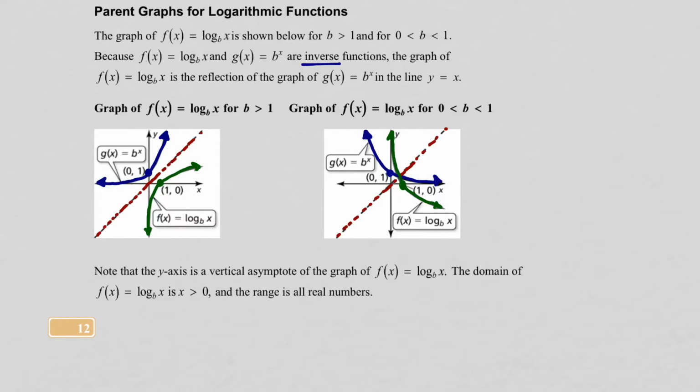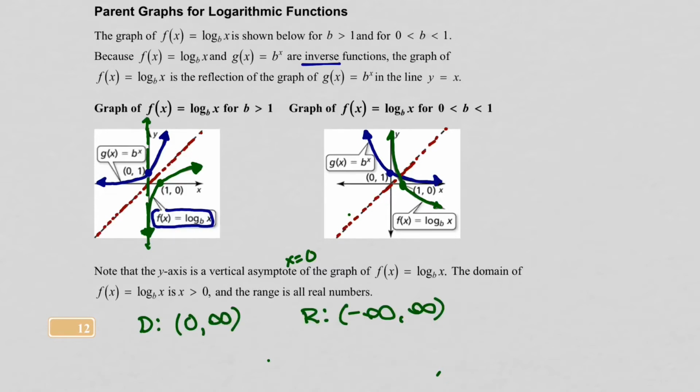Something to note about this is that the y-axis is a vertical asymptote of this one right here. You know how before we would draw the dashed line right across the x-axis? Well, for the log, it's going to go along with the y-axis. So it's going to go up and down. So that's where x equals 0 is where that starts. And having said that, that means that the domain is now just greater than 0.